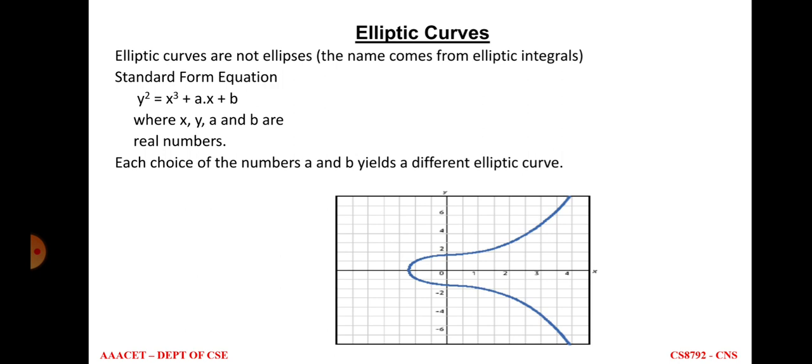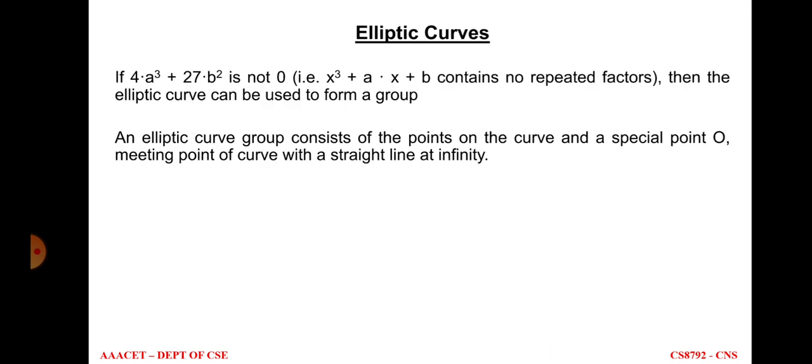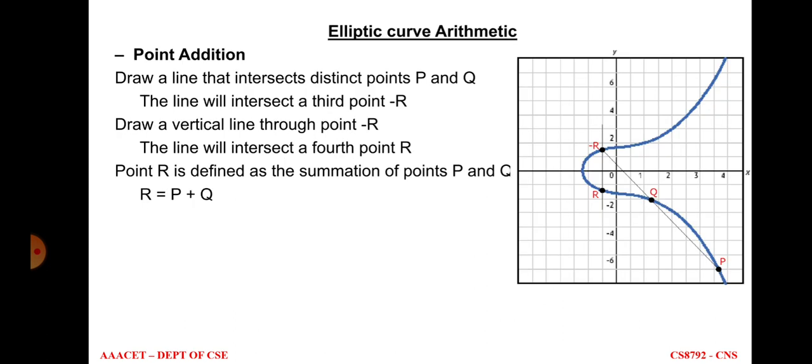This is also an elliptic curve, but the base point is 0. After that only we have to calculate minus of p plus q and p plus q. Minus of p plus q is the upper part, so it is a curve from the 0 point, and p plus q is the positive number, the below part that starts from the 0 value. So this is also another equation for the elliptic curve. So the elliptic curve group consists of the points on the curve and the special point O, the meeting point of the curve with the straight line at infinity.